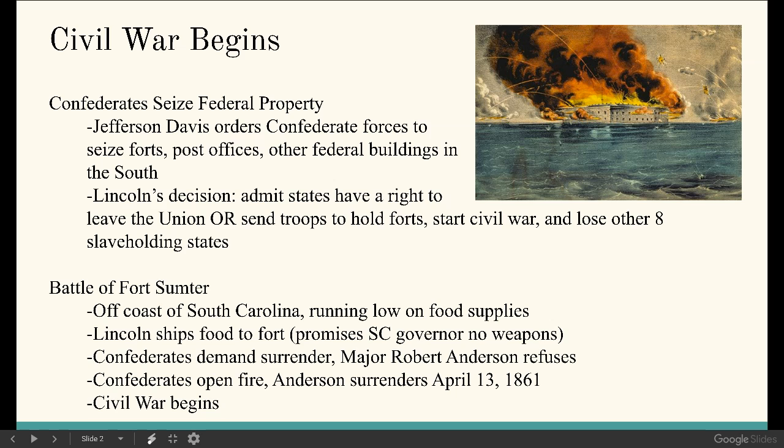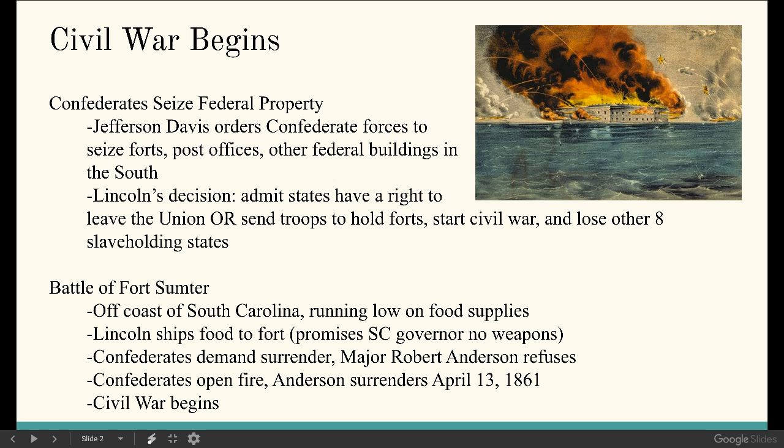And it all came to a head at the Battle of Fort Sumter. Fort Sumter was a fort off the coast of South Carolina, and they were running low on food supplies. And so Lincoln decided to ship food to the fort. And he promised the South Carolina governor that no weapons were on the shipment, that this was just aid to the soldiers in the fort.